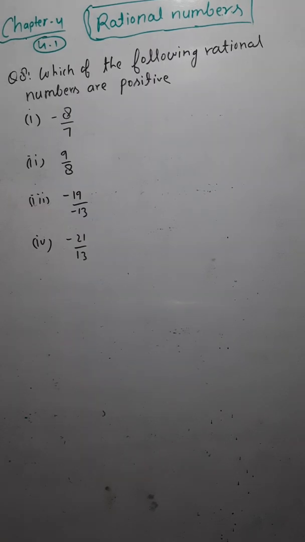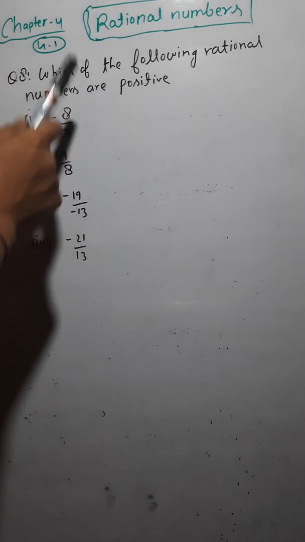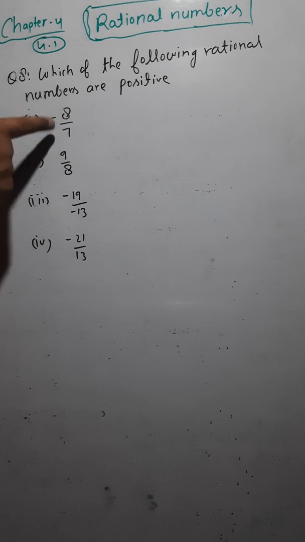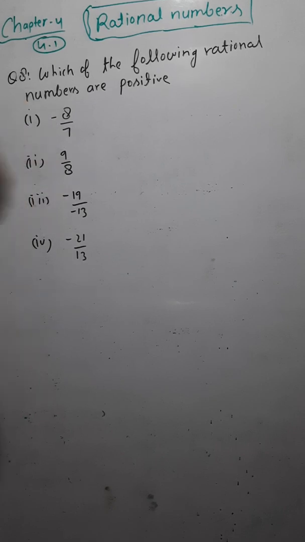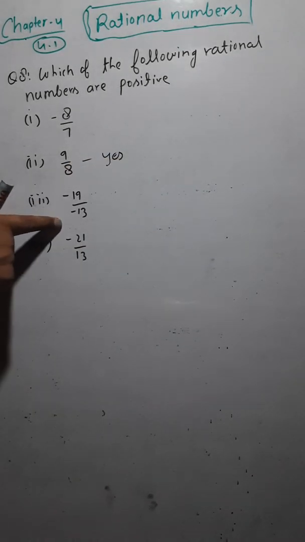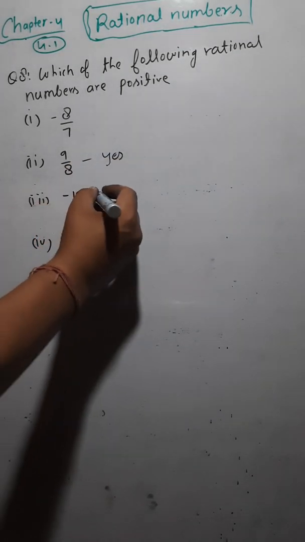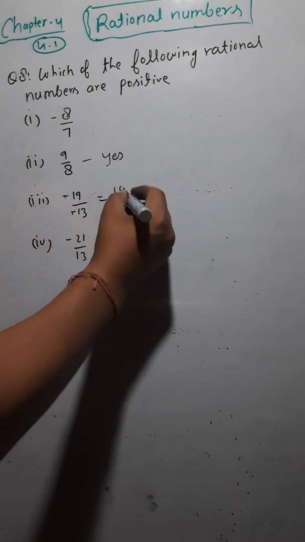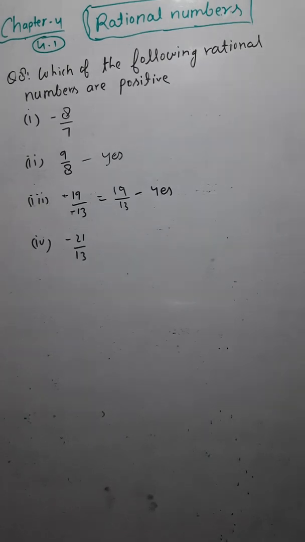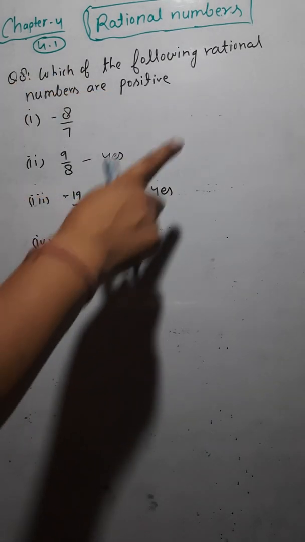Now this is the next question. Here you have to tell which of the following rational numbers are positive. So which are positive rational numbers here? Is this positive? No, because the numerator is negative. Is this positive? Yes, this is positive. Is this positive? Yes, because both are negative, so you can cut. You can write it as 19 by 13. So this is also yes. This is also a positive rational number. Which are positive, you have to tick them.